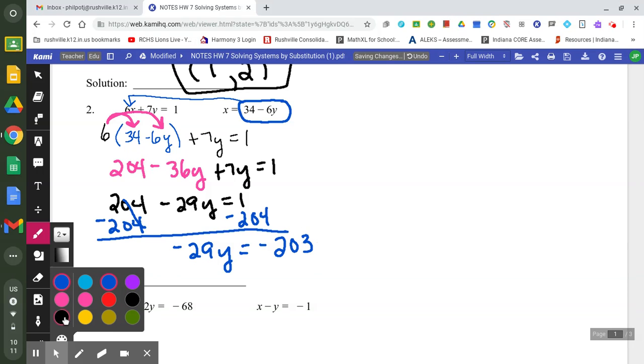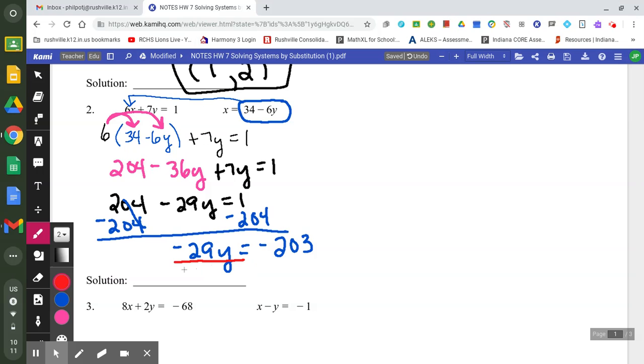And then I need to solve for y. So I'm going to divide by negative 29, divide by negative 29, and I'm actually going to write that out here. So that gives me y equals, and in your calculator, negative 203 divided by negative 29 is a positive 7. So I've found half of my answer.